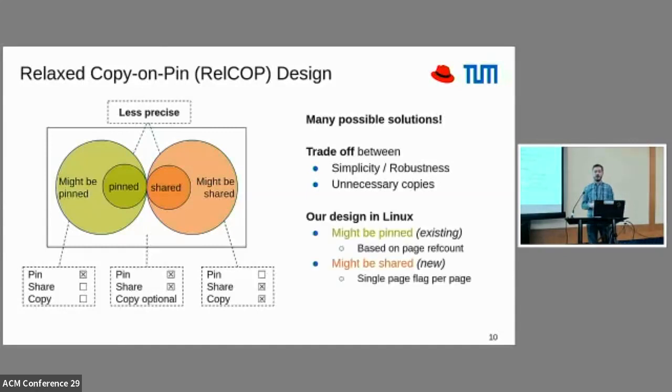So in our design in Linux, we were fortunate that there was already a primitive to detect if a page might be pinned. I'm not going to go into details, but it's based on some advanced reuse of the page reference count that already exists. And what we added is a mechanism to detect if a page might possibly be shared. For that, we use a single page flag per physical page that is able to clearly express if a page is certainly exclusive or if it might be shared.